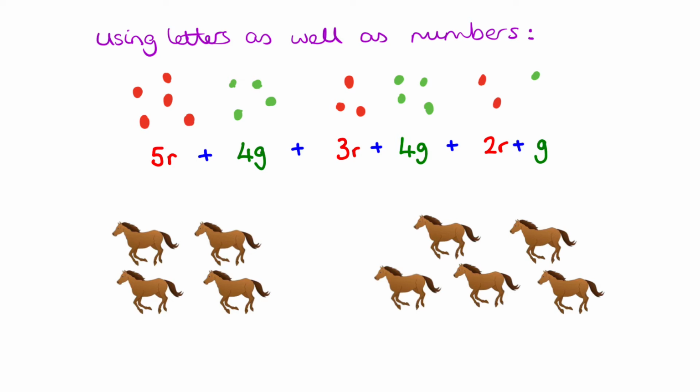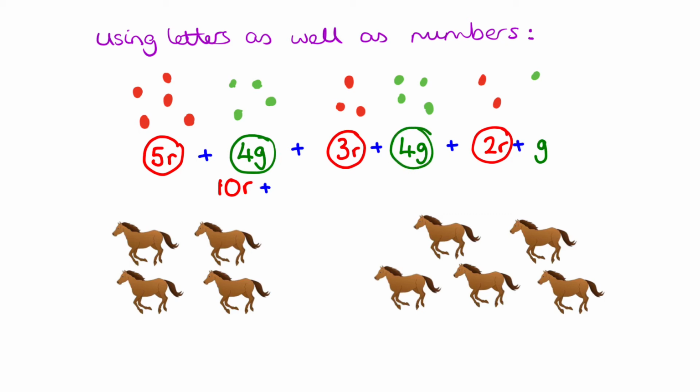Or we could collect all the red ones together and all the green ones together. So remember when we've done simplifying before, we've been collecting like terms, which means put things together that go together. So if we put all the red ones together, we've got 5 red ones there, 3 red ones there, so that makes 8 red ones so far, and then another 2 red ones there makes 10 red ones. And then if we look at the green ones, so we've got 4 green ones there, 4 green ones there makes 8 green ones, and another green one makes 9 green ones.